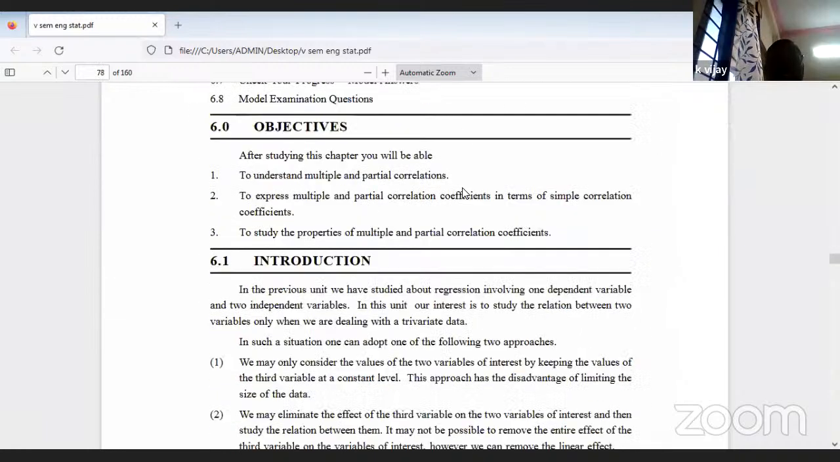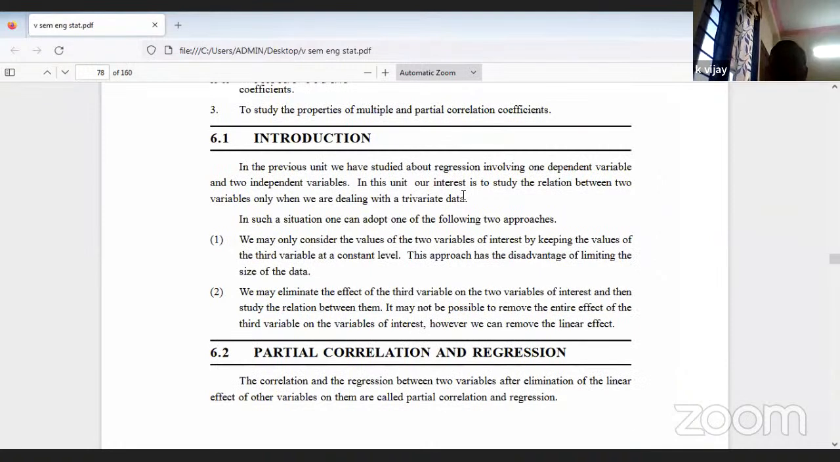So partial relation. Earlier we know that regression involves one dependent variable and two independent variables. Here we take interest in the study of the relation between two variables only, when dealing with trivariate data. Trivariate means three variables. In such a situation we can adopt one of the following approaches. We may only consider the values of the two variables of interest by keeping the value of the third variable at a constant level. The disadvantage is the limiting of the size of the data.